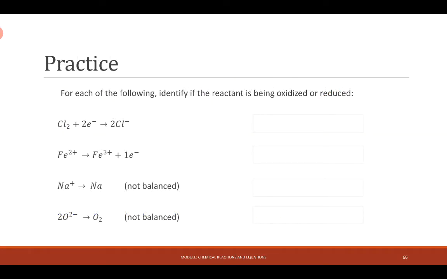Here's a practice problem for you. I want you to go ahead and pause the video and try to identify whether you are looking at something being oxidized or reduced. Unpause the video when you're ready to check your answers.